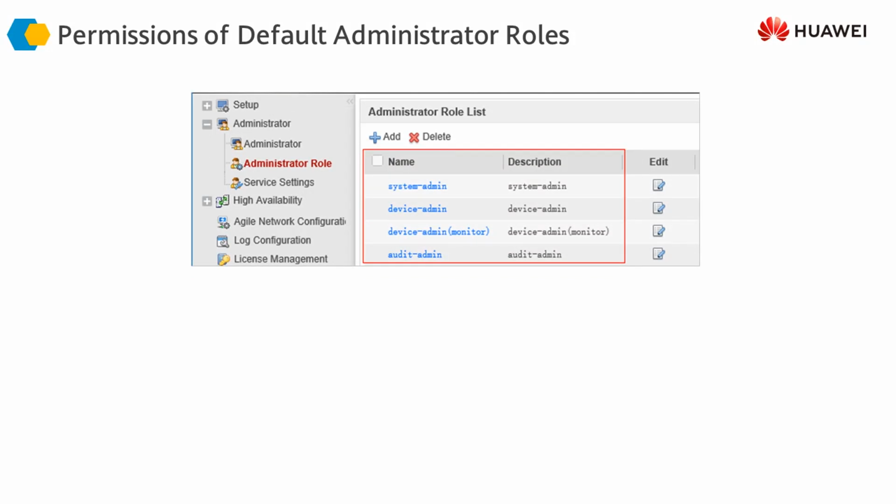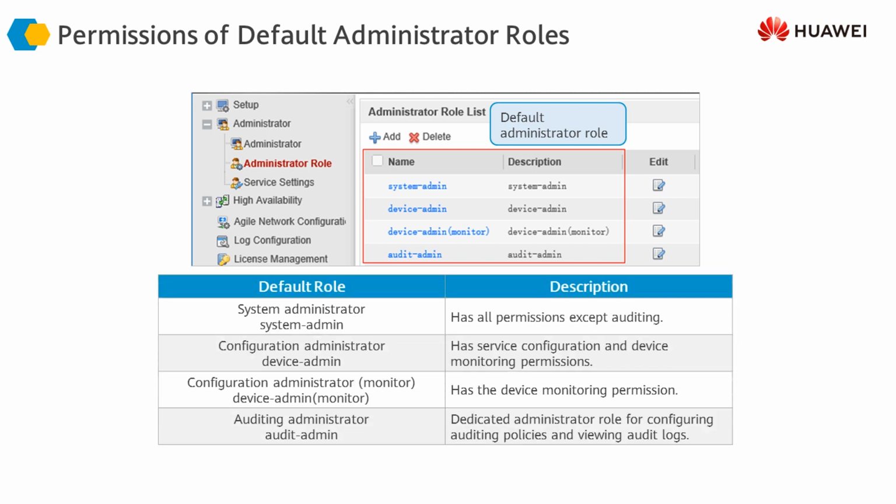The default administrator roles have a certain set of permissions which are already assigned to them. There are a few administrator roles that we already saw that are there in the firewall by default, and each role has its own corresponding permissions which determine which operations can be performed by any given role. Default roles and their corresponding permissions are shown here on the slide.